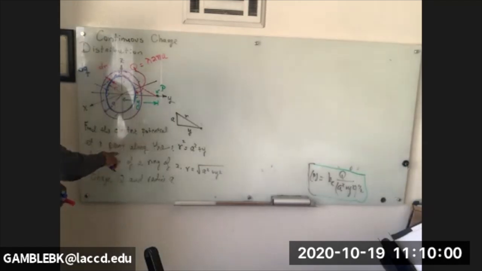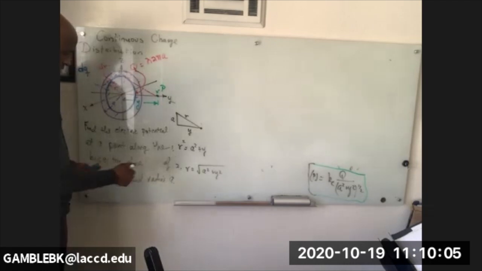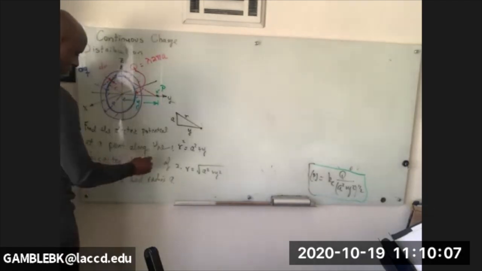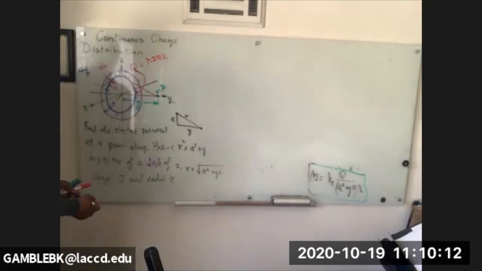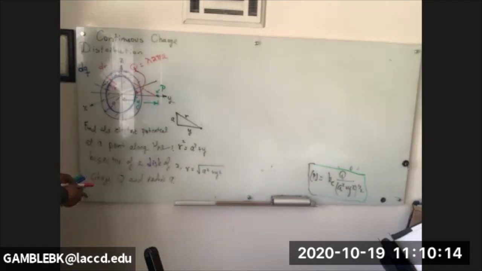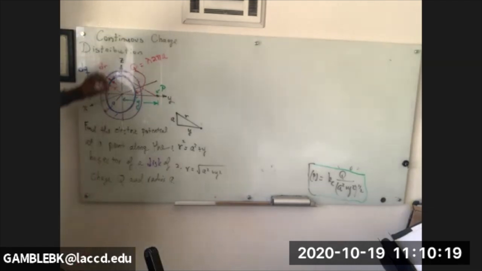So find the electric potential at a point along the bisector of a disk of charge Q and radius A. Again, we actually could do this as a double integral using the same differential element that I did, but then you have to integrate both. Here, integrating with the ring, I can convert it to an integral over a single variable, where I'm using this whole ring as the differential element.